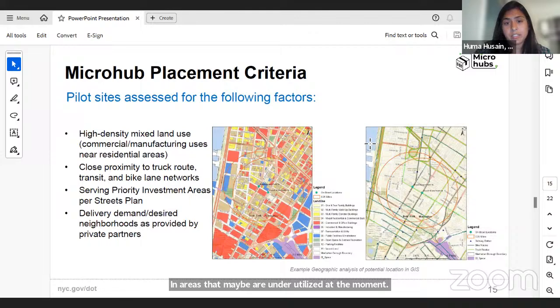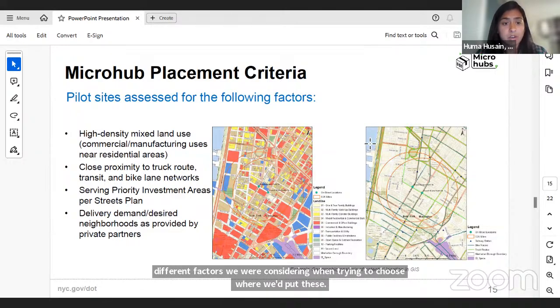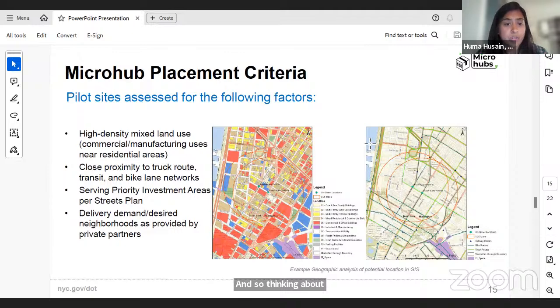As I stated somewhat before, we had a number of different factors we were considering when trying to choose where we'd put these. And so thinking about high density and mixed land use areas, close proximity to truck routes, bike lanes, transit, serving priority investment areas per our street plan where we can, and then serving the demand where demand is high. And so in Manhattan, that really is where demand is most high. So that's the borough where companies really want to be for these micro hubs, because that's where a lot of their deliveries are occurring.